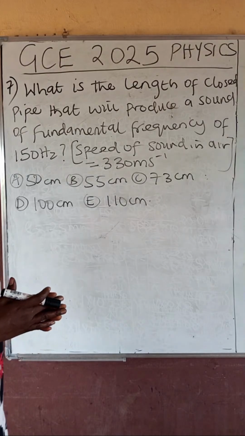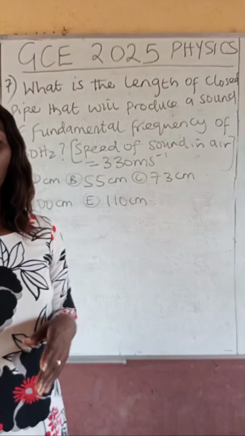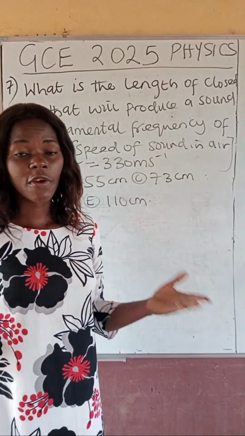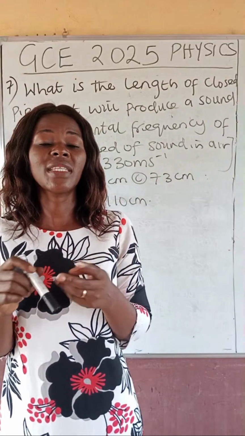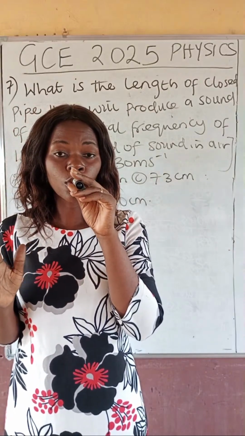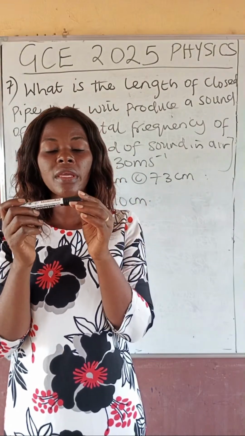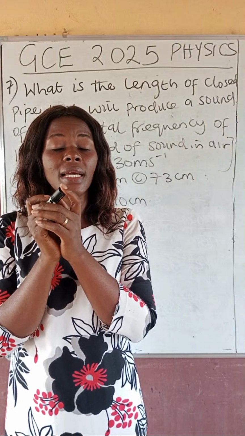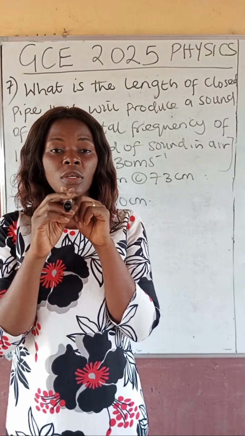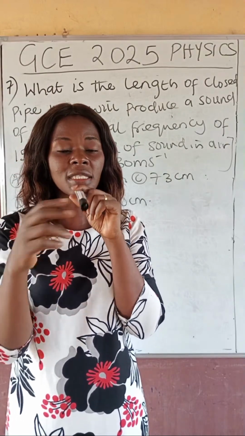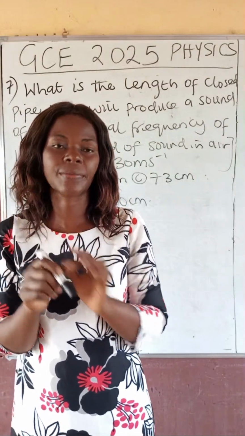Now, there's one thing we must note about a closed pipe. A closed pipe is a pipe that is closed at one end, for example flutes, trumpets. Any instrument that you can blow air through to produce sound is said to be a closed pipe. If both ends are open, it becomes an open pipe. But if you blow air through one side and sound is produced through the other side, it's a closed pipe, because it's closed at one end.